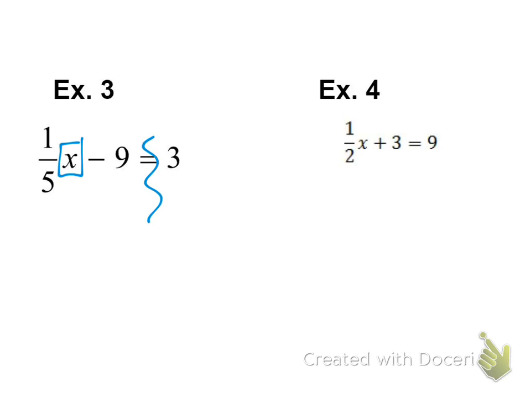Okay, so we work backwards. We get rid of subtraction first by adding 9. What does that leave me with on the left? 1/5 x equals 12. Okay, we're still getting x alone.